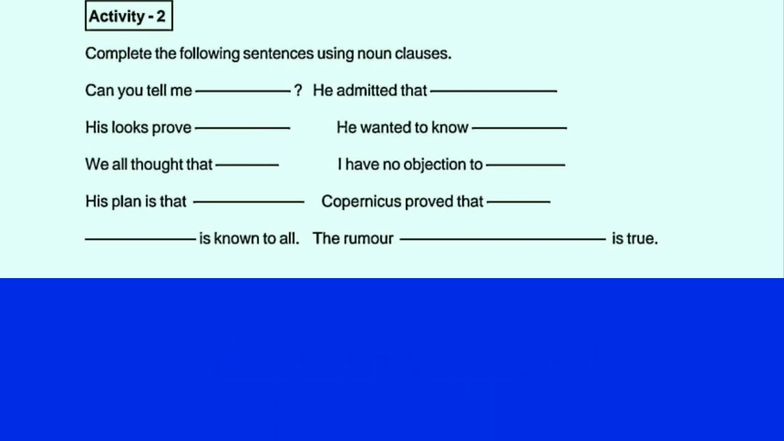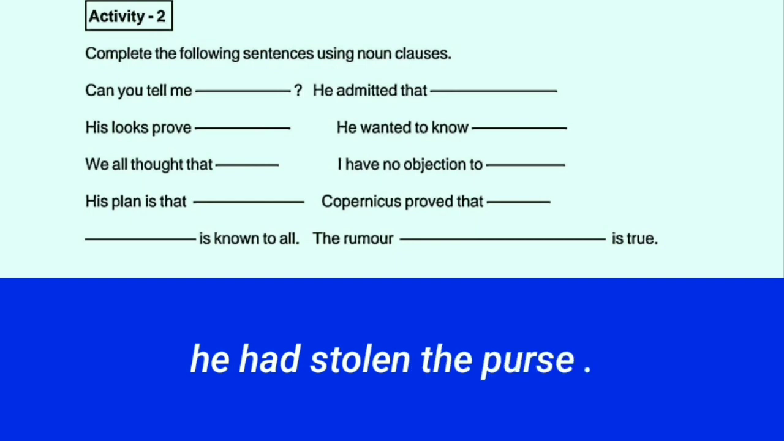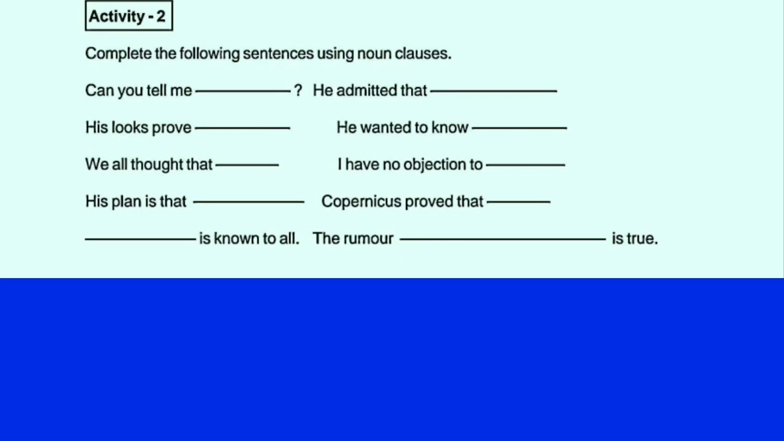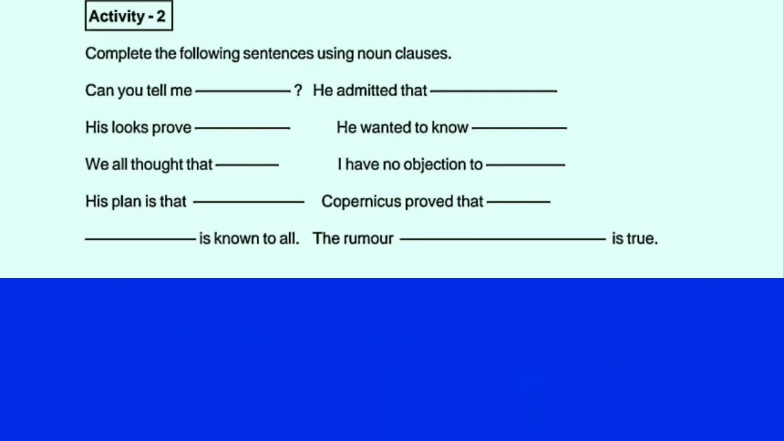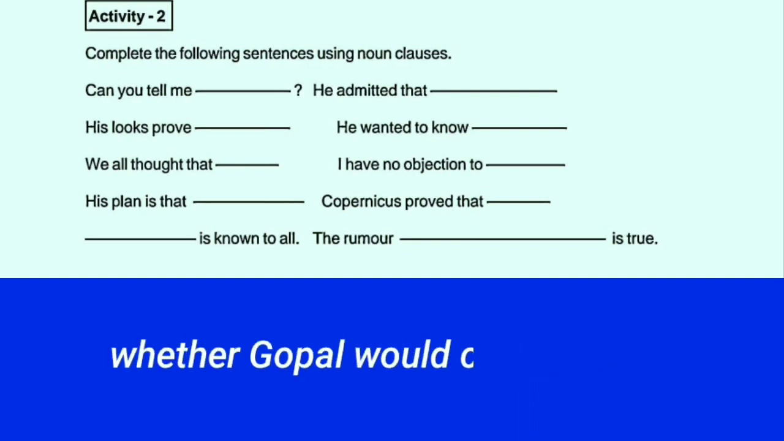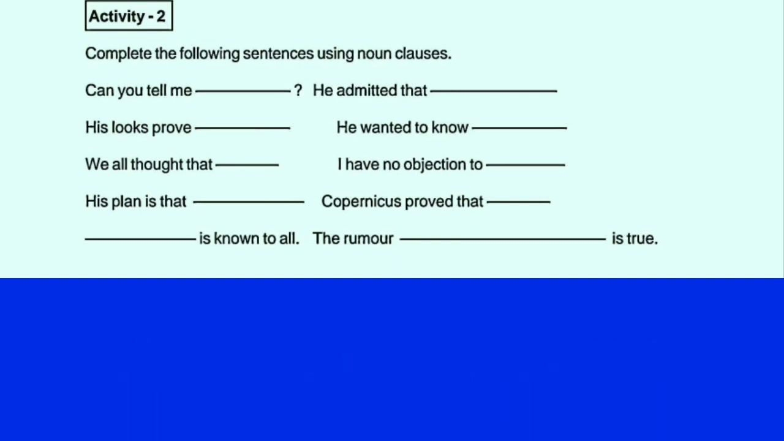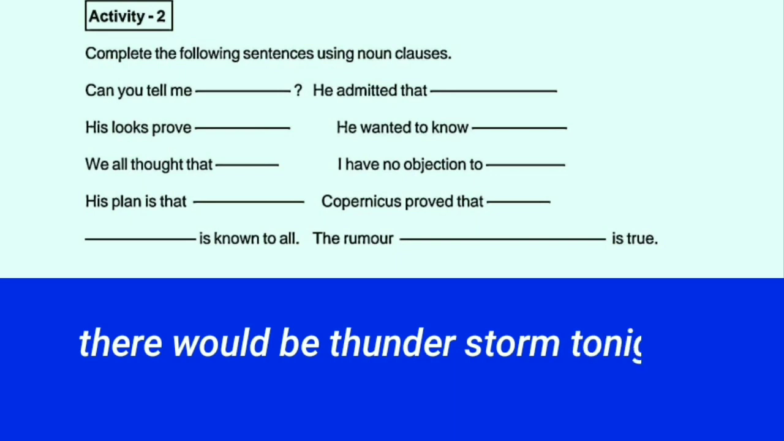He admitted that he had stolen the purse. That he had stolen the purse, noun clause. His looks prove that he is an honest man. That he is an honest man, noun clause. He wanted to know whether Gopal would come or not. Whether Gopal would come or not, noun clause. We all thought that there would be thunderstorm tonight. You can make a noun clause as your choice. There is no limit bound for that.